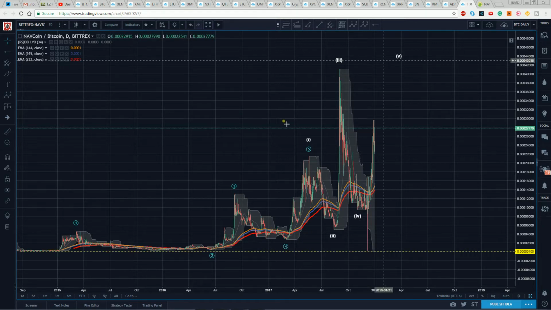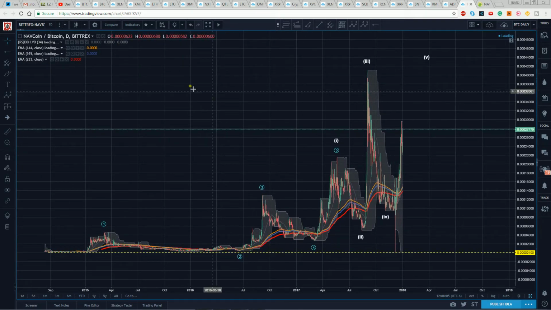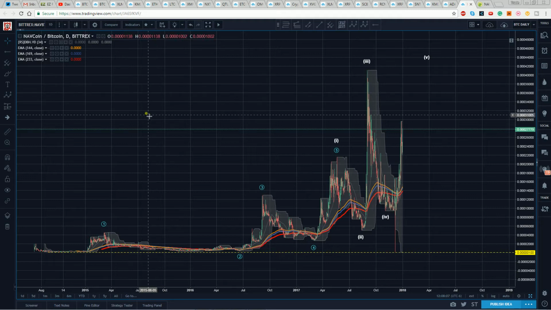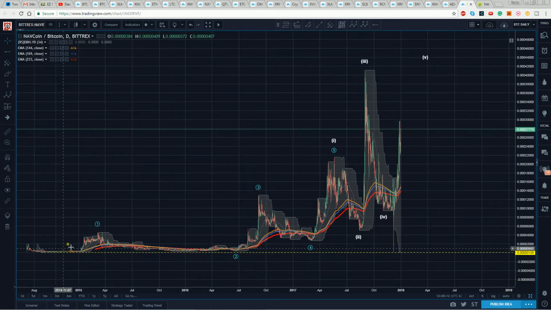So I've got the daily chart here. This is Navcoin to Bitcoin on Bittrex on a daily. And you can see here from its start on Bittrex, you could make the case that we had a five-wave structure here, and we went into a 1-2. It's not gorgeous, but it's there.